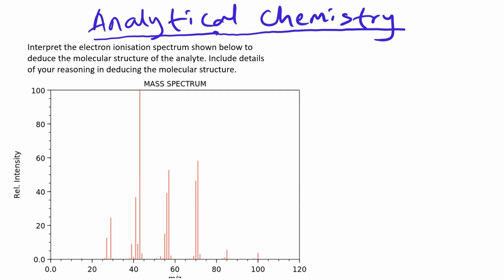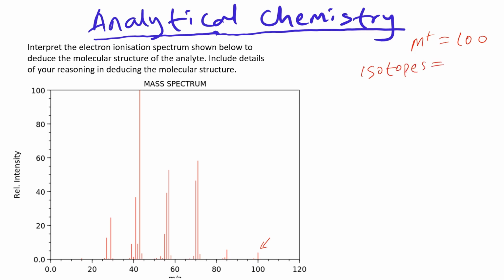So let's do that together. The first thing to do is look at the molecular ion. Our molecular ion M plus is 100. M plus is equal to 100. Let's look at, is there any isotopes here? Let's look out for isotopes.